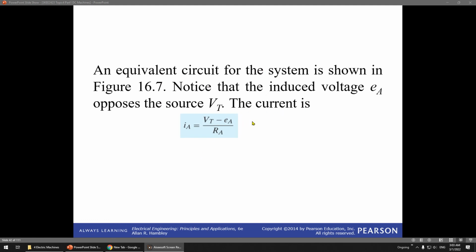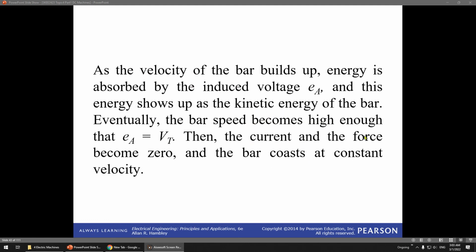So then the current and the force become 0, and the bar goes at a constant velocity. At the beginning the current will start very high, but at the end the velocity is constant.